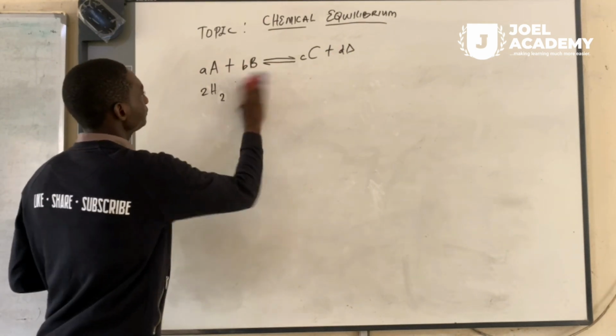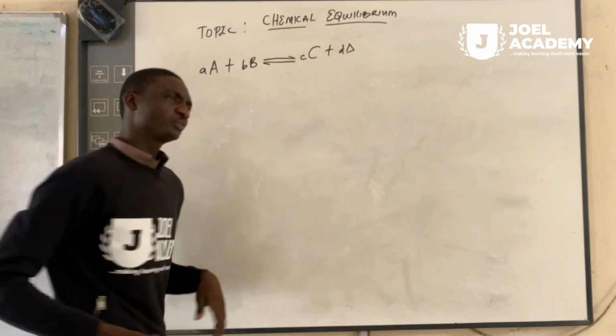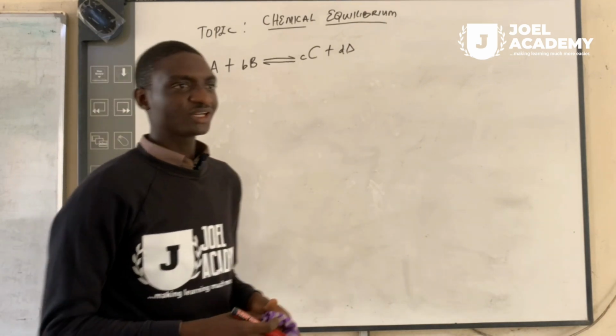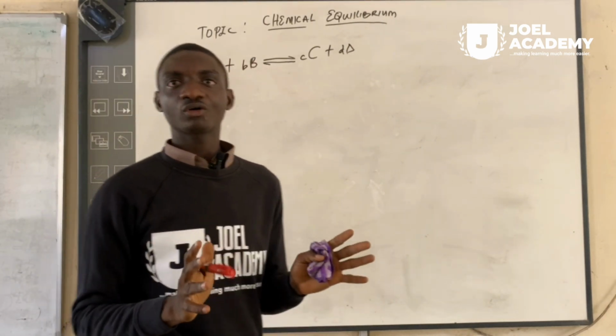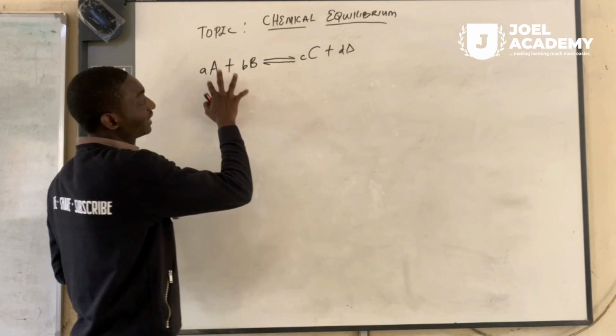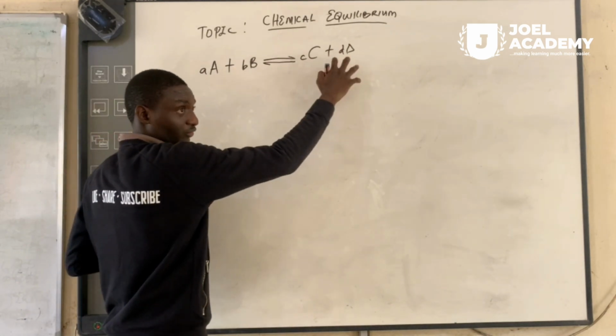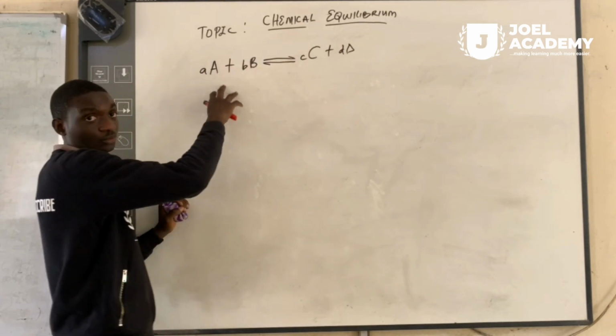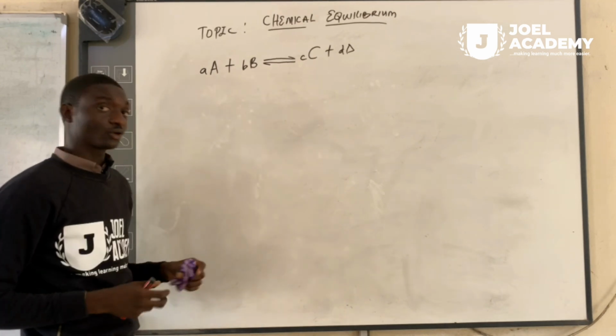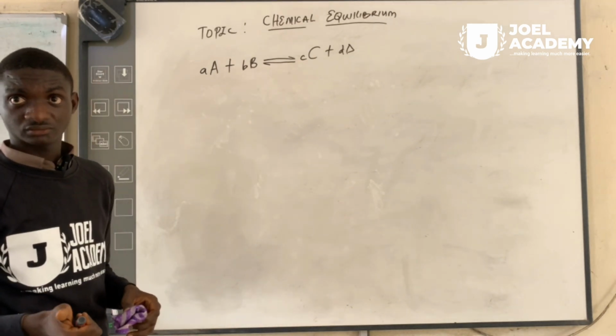Simply put, a reversible reaction is a reaction that can occur in either way. That means the reactant can react to give product, and the product can also react back to form the reactant. So this is called a reversible reaction.